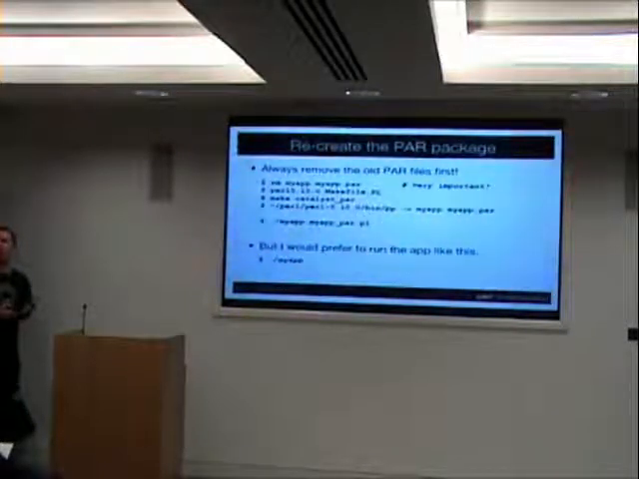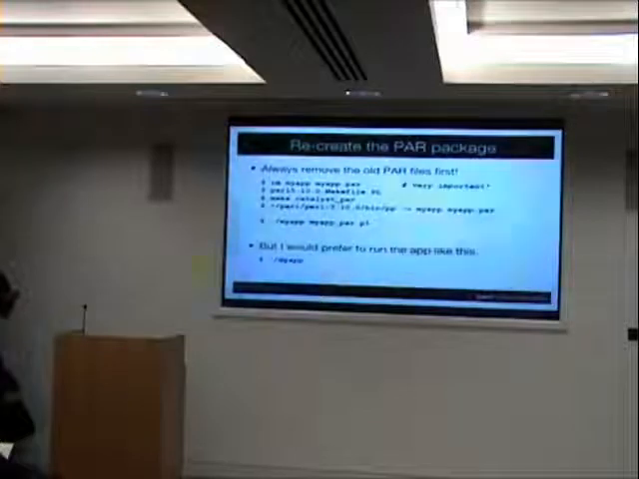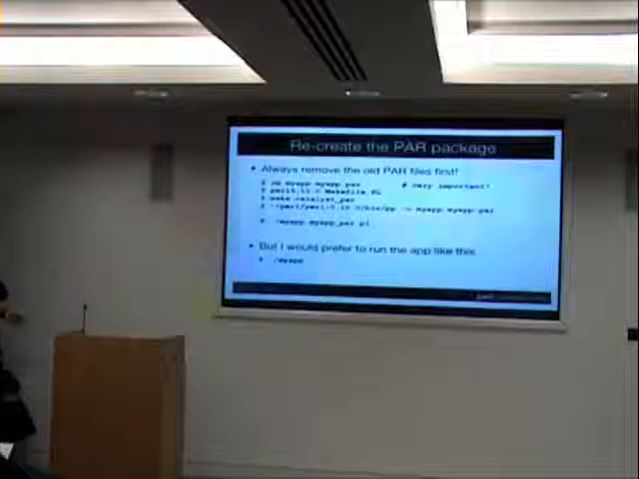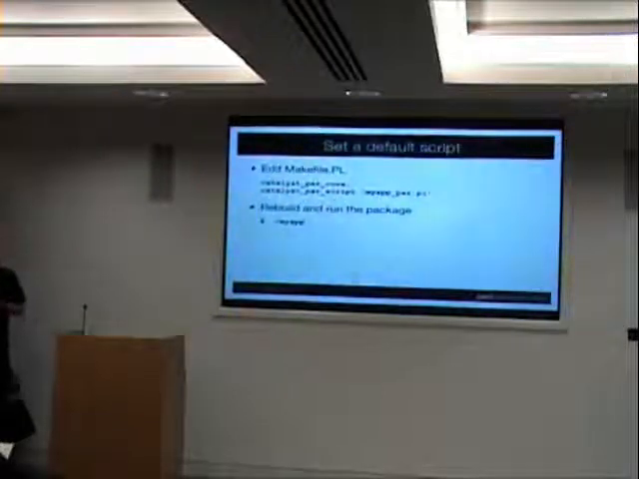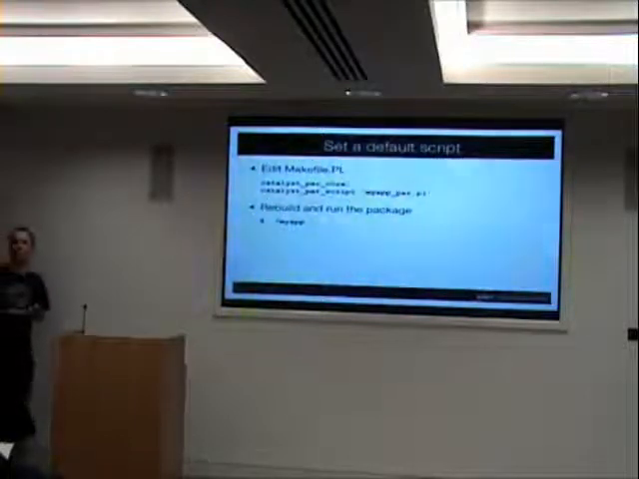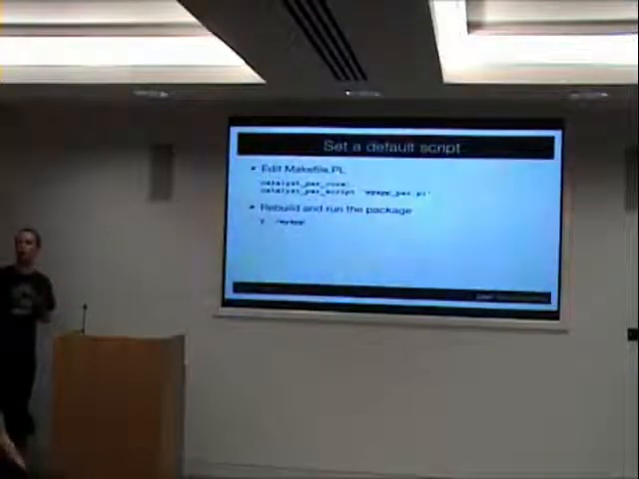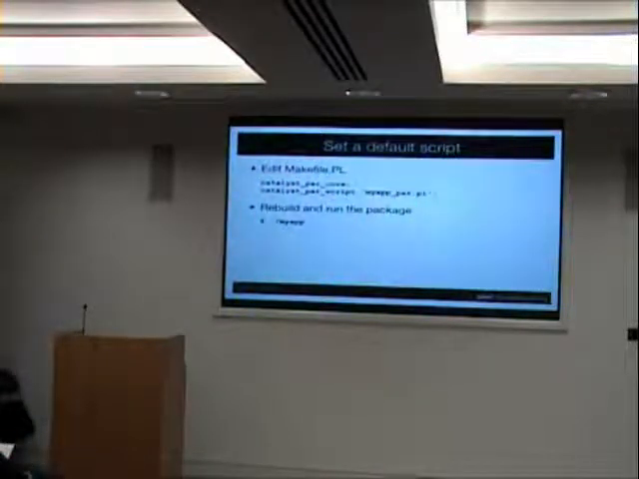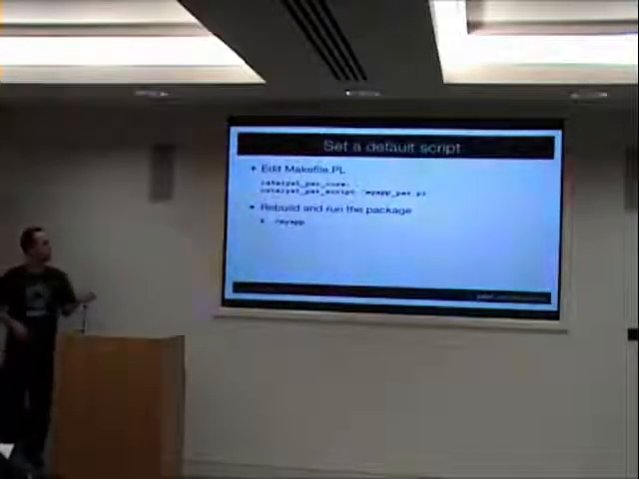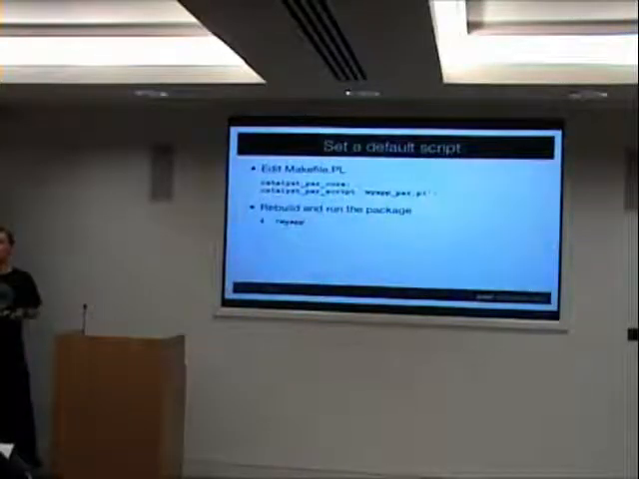But it's not particularly user-friendly, because if you give someone an executable, they just want to run that one file, and that's it. So I wanted to just have it like that. Now, there is another directive that you can put in your Makefile.PL, catalyst_par_script. What it does is set a default script file that will be run if nothing's specified on the command line. So if you do that, delete files, rebuild and run, you can start an application like that and it will run the standalone server.